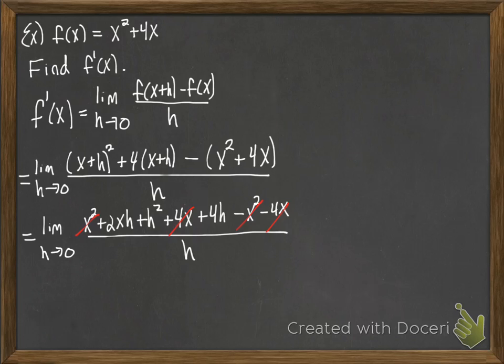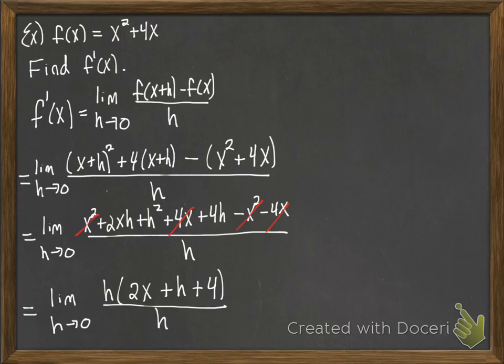And so now what I have left, I have a 2xh and h squared and a 4h. Every single one of those has h as a common factor. So I'm next going to factor out that common factor of an h. So I have h times 2x plus h plus 4, all over h.